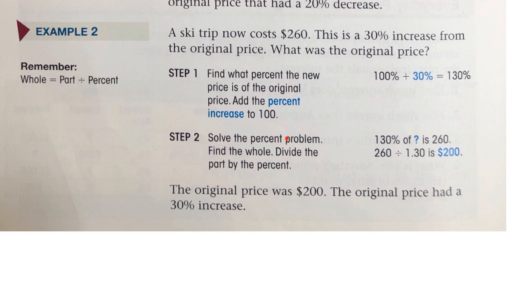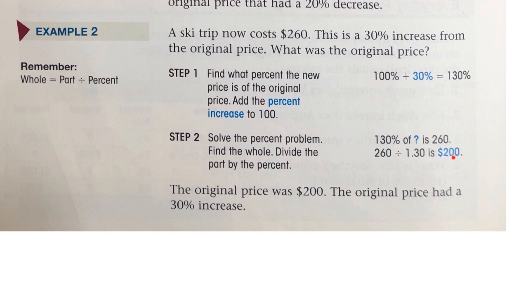Step 2 is to solve the percent problem, and there it is. 130% of some number of the whole is 260, which is the part. We've got the percent, the whole, and the part. Remember, divide the part by the percent. So the 260 is divided by the 130%. When you make 130% into a decimal, it becomes 1.30. The answer to that division problem is $200.